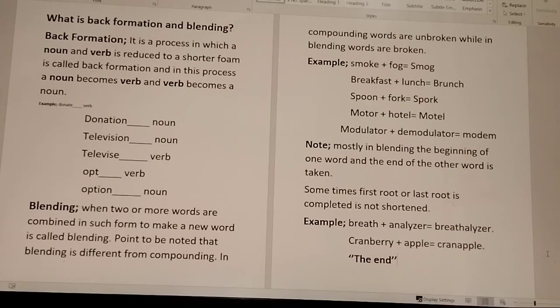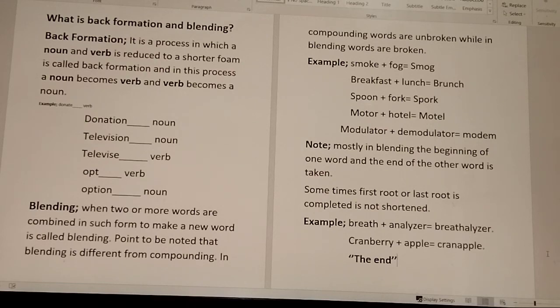For example, sometimes the first root or last root is combined and is not shortened. Here are two examples I have given: breath plus analyzer, now it became breathalyzer. And the second example, cranberry plus apple. Now what is cranberry plus apple? It became cranapple. Breathalyzer means in this word the first root is completed, not shortened.